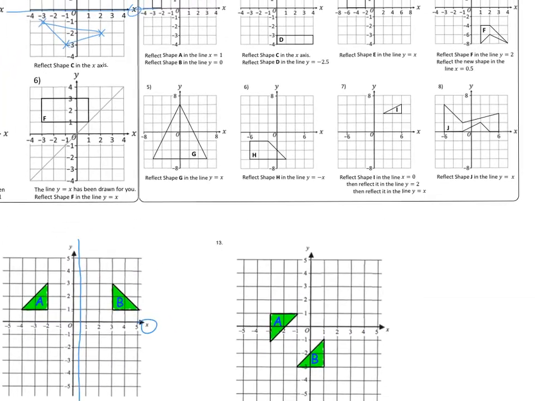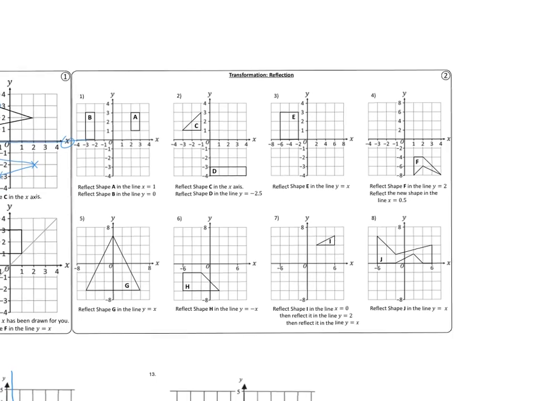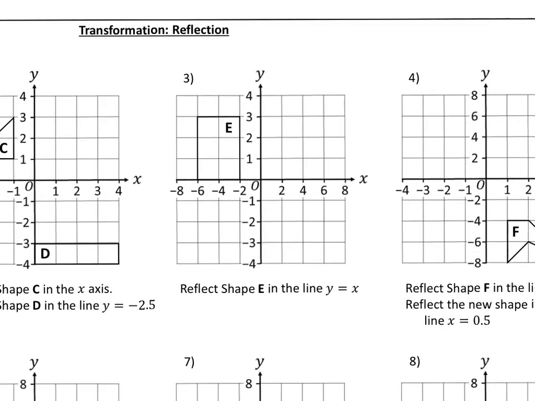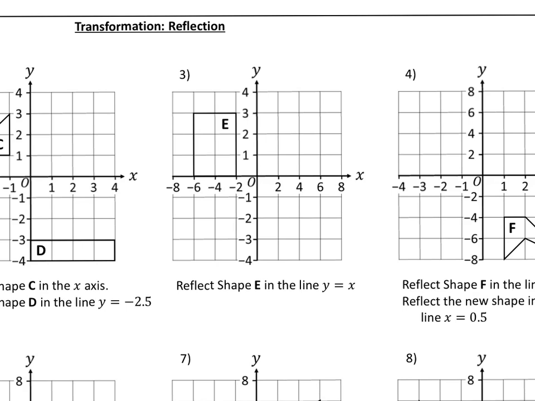Okay. The next question is, this is a higher tier question. So these don't come up in M6, they only come up in N7. So reflect shape E in the line y equals x. Y equals x is a diagonal line that goes just like that.